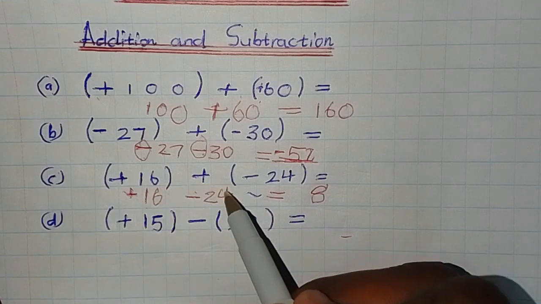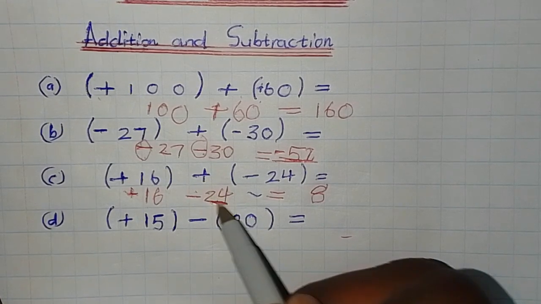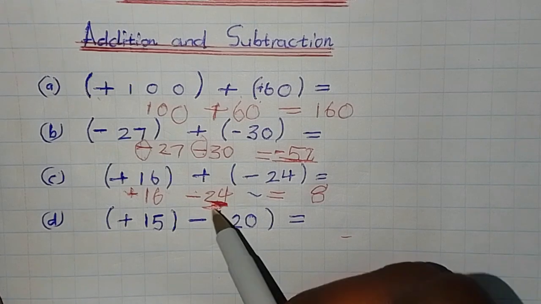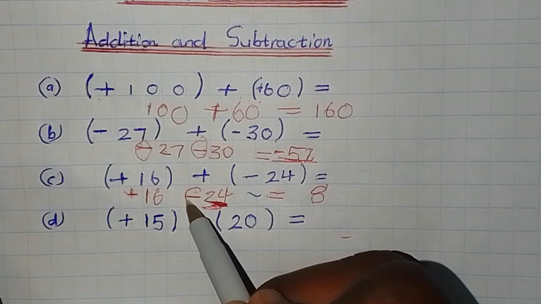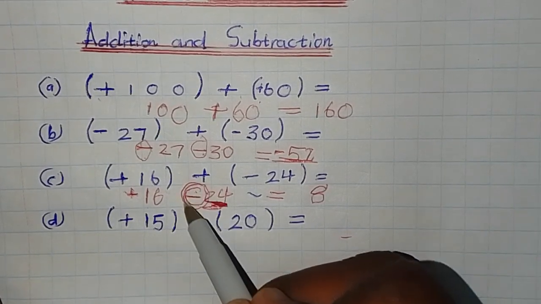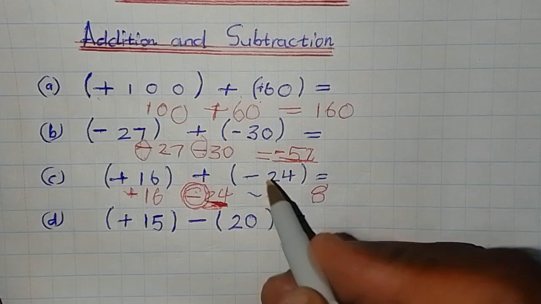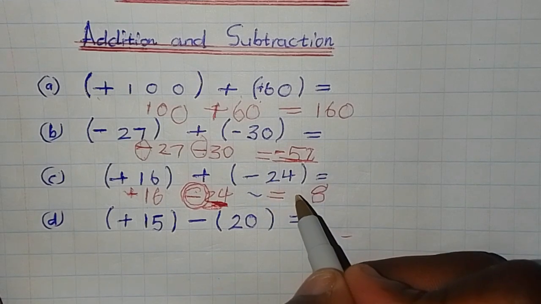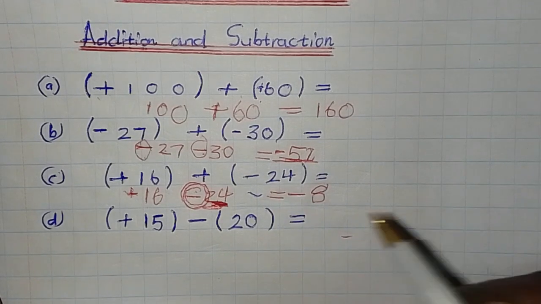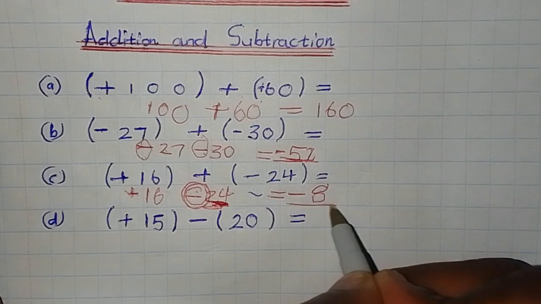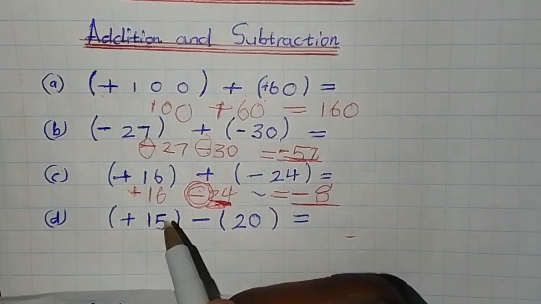Then the bigger number is 24. Don't forget, this part is very important. The bigger number is 24. What's the sign of the bigger number? It's a negative. So the answer takes the negative sign since the 24 is the bigger number. The final answer is negative 8. Let's look at the final example.